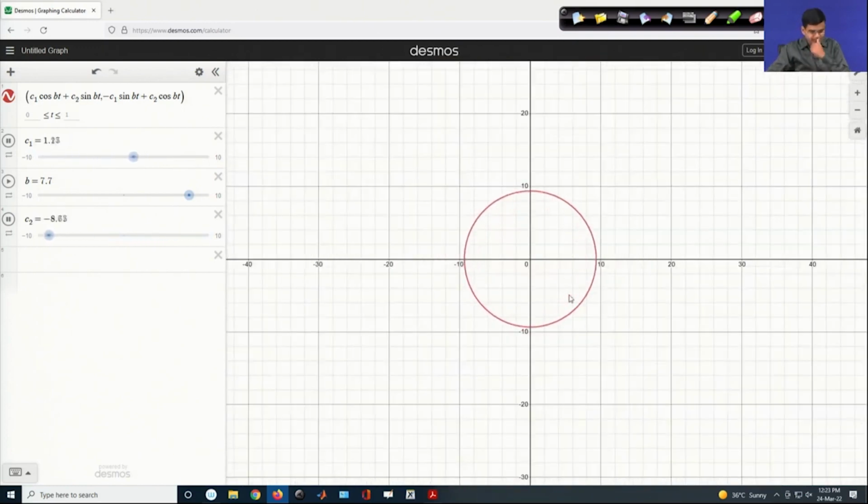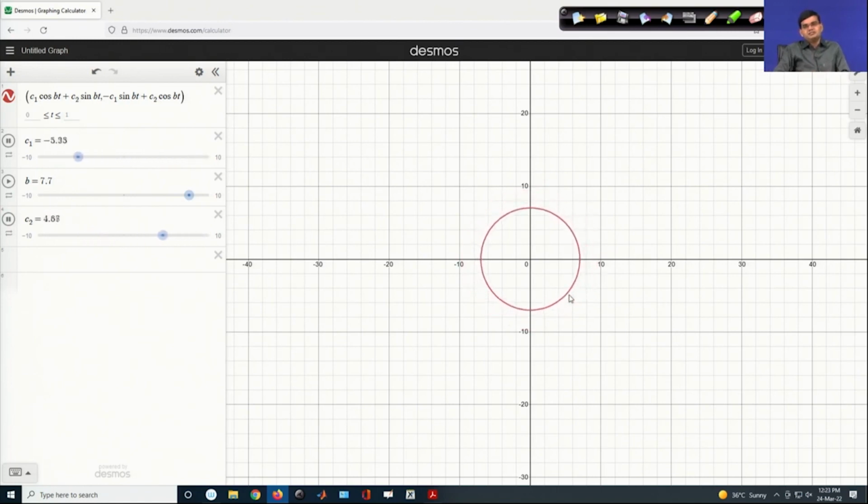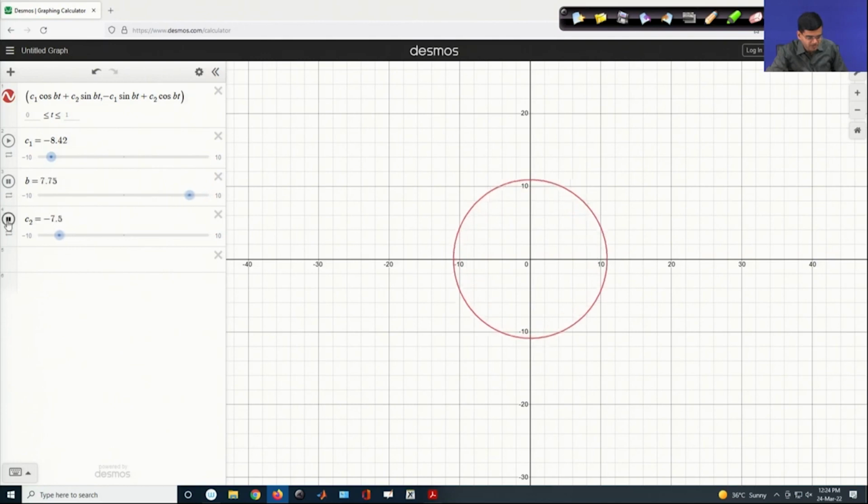What I see is that when I change the values of these multipliers C1 and C2, the radius of the circle changes, okay. But what does not change is the nature of the solution. What does this mean? This means that the solution has the same circular behavior irrespective of the values of C1 and C2. Okay. So, what do I learn from this? How do I draw the phase portrait?